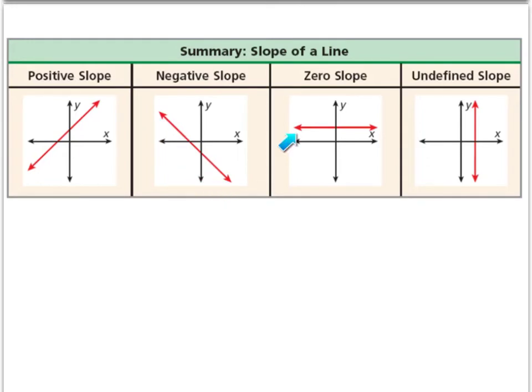If I'm working with a horizontal line, it always has 0 for the slope. Don't say no slope, it is 0. For the slope, 0 is a number. And then the last one is for a vertical line, the slope is undefined. So remember that, vertical line is undefined for its slope.